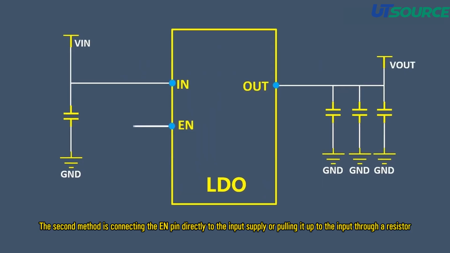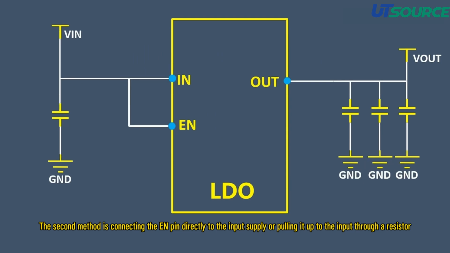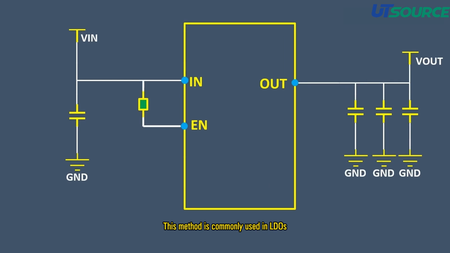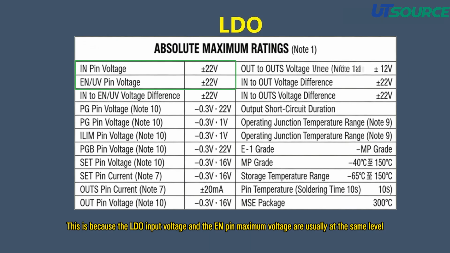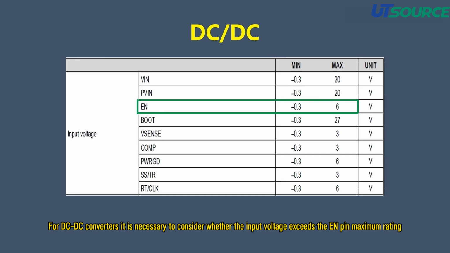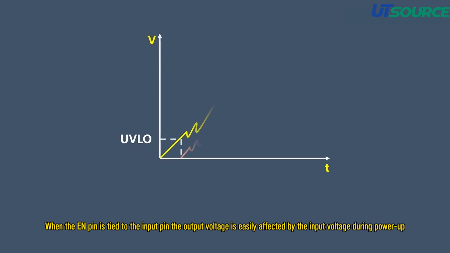The second method is connecting the EN pin directly to the input supply or pulling it up to the input through a resistor. This method is commonly used in LDOs. This is because the LDO input voltage and the EN pin maximum voltage are usually at the same level. For DC-DC converters, it is necessary to consider whether the input voltage exceeds the EN pin maximum rating. When the EN pin is tied to the input pin, the output voltage is easily affected by the input voltage during power-up.